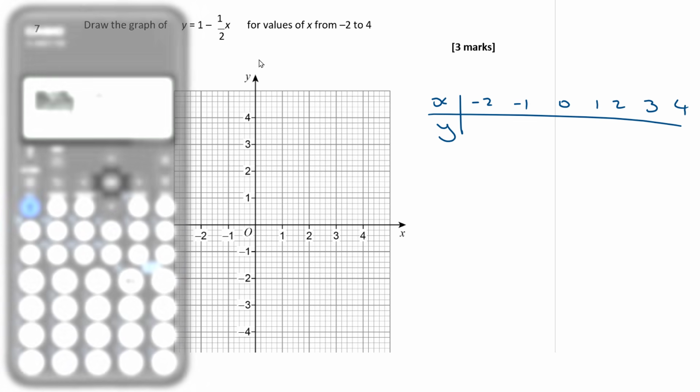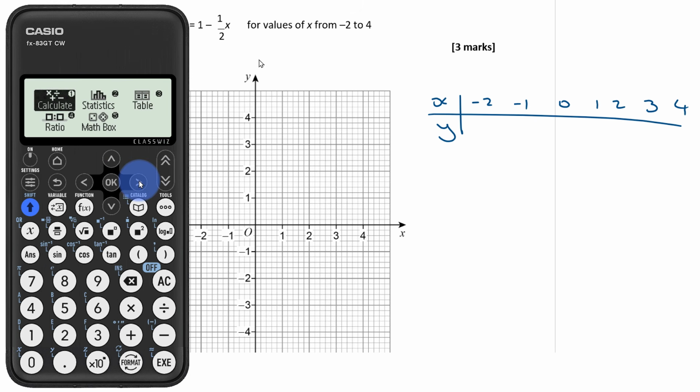Right, so calculator function. Going to put it in table mode. Okay, and then I'm going to press the little options key here to type in the function. My function is 1 minus 1 over half of x. I'm just going to type that in as 0.5x, I think. That's going to be the easiest way to type that in, isn't it? So 1 minus 0.5x. Okay, so then that's that.